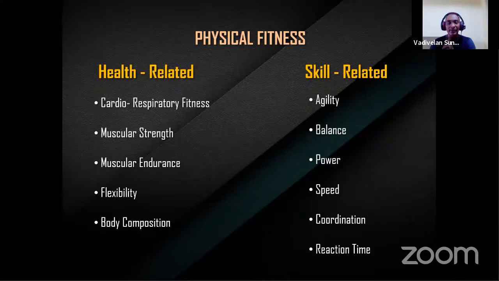Coming to skill related, we have 6 components: agility, balance, power, speed, coordination, and reaction time. Agility is how fast an athlete can change position with control. You have seen it in football, where the athletes change their position quickly with control. That is agility.